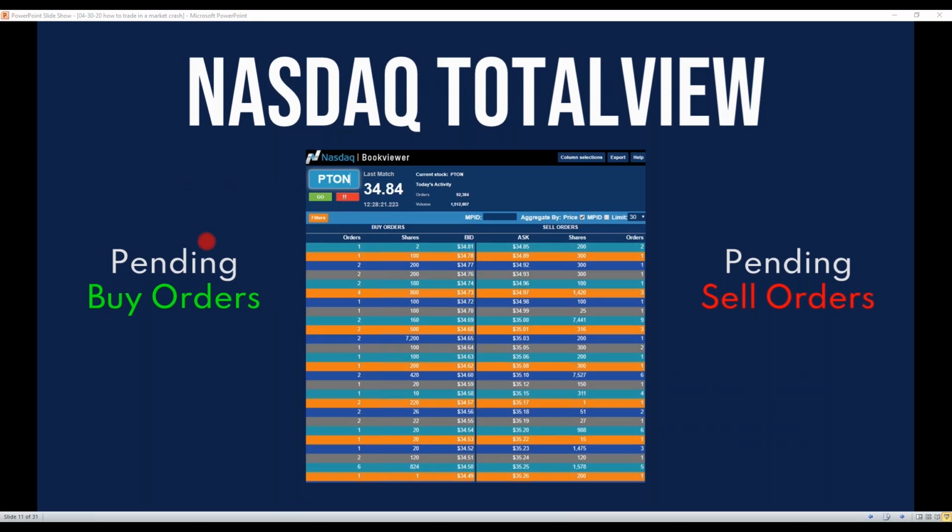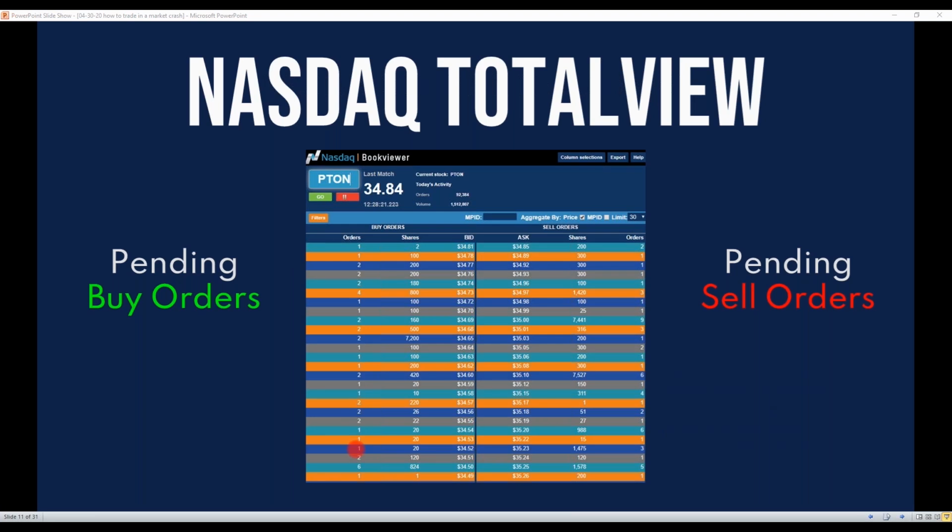There we go. So right here, you've got the orders, you've got shares, and you've got a bid. What you're looking at is all the buyers and all the sellers trading a stock called Peloton. The way it works is this. Whoever wants to buy the stock for the most amount of money is up on top. Whoever wants to buy the stock for less money is down at the bottom.